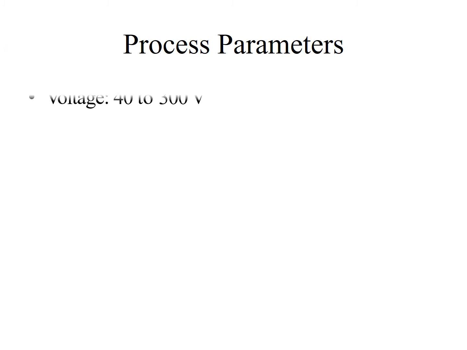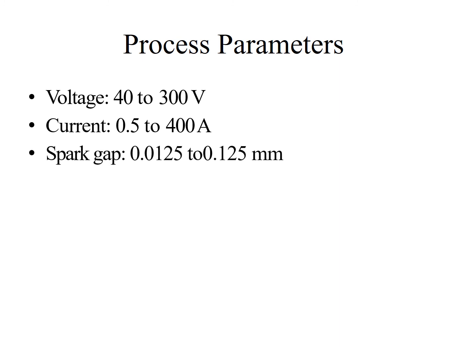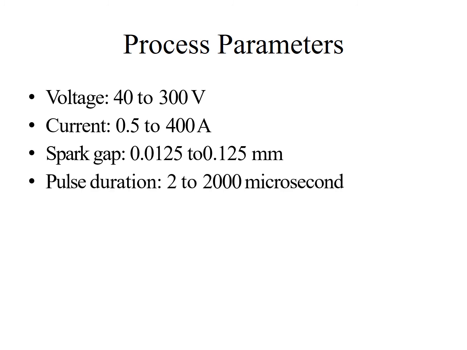The process parameters normally include voltage up to 300 volts, current up to 400 amperes, spark gap of 0.0125 to 0.125 mm. Then pulse duration can be 2 to 2000 microseconds depending upon the surface of the workpiece and the tool used. The material removal rate usually ranges between 800 mm cubed to 5000 mm cubed.